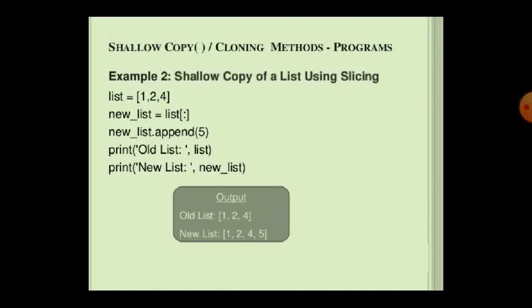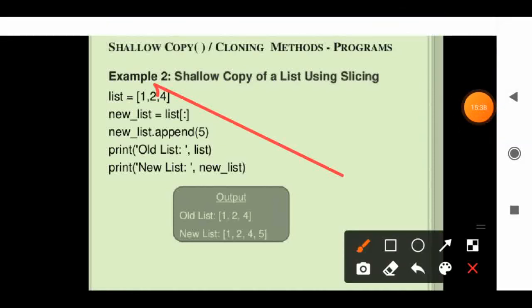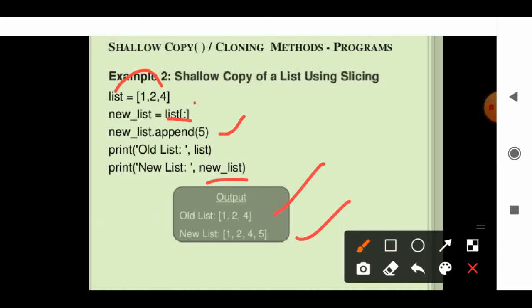Example 2. List equal to 1 to 4. So what is the value we have stored in the list? New list equal to list of colon. That means the whole list will be stored in the variable new list. New list dot append of 5. So we are appending the value 5 to the new list. What is the old list? 1 to 4. What is the new list? 1, 2, 3, 4, 5, because we have added the value 5 to the new list. So the copy function method should not affect the original values.